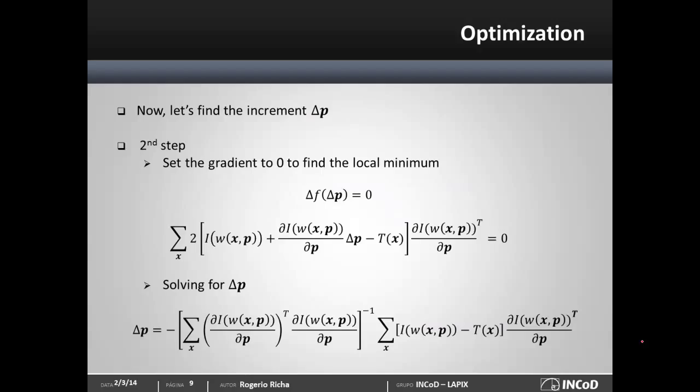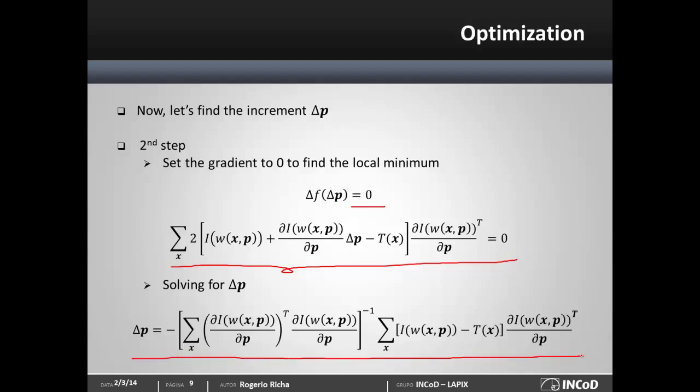Now that I've determined the derivative of the sum of square differences, I need to set it to 0 so that I can find the local minimum. Setting the gradient to 0 is shown right here, and I can simply solve for delta p. Isolating the terms, this is what I get, which is luckily the same result that I obtained with that original approach.